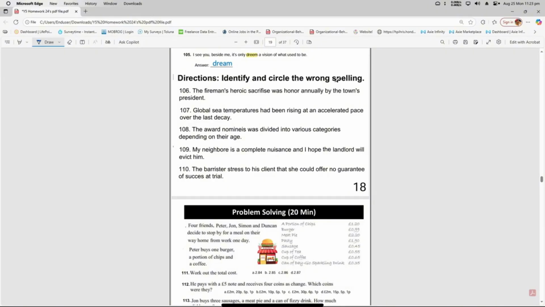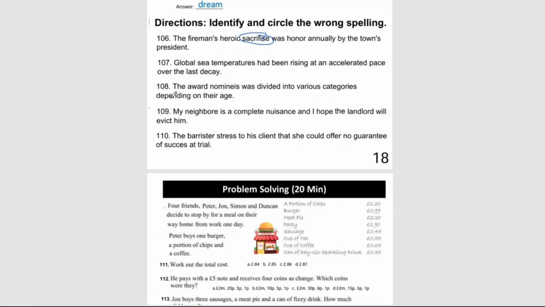For question number 106 to 110, direction. Identify and circle the wrong spelling. For question number 106, the firemen's heroic sacrifice was honored annually by the town's president. Wrong spelling is the word sacrifice. It should be S-A-C-R-I-F-I-C-E.